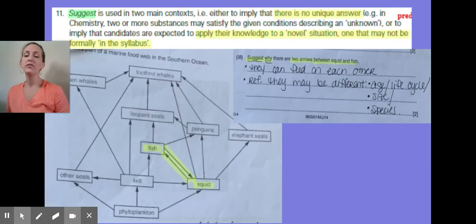You have to think about life stages. Even if it's a giant squid, huge, a fish could eat the giant squid larvae, the tiny little giant squid babies that are floating around. A fish could eat that.